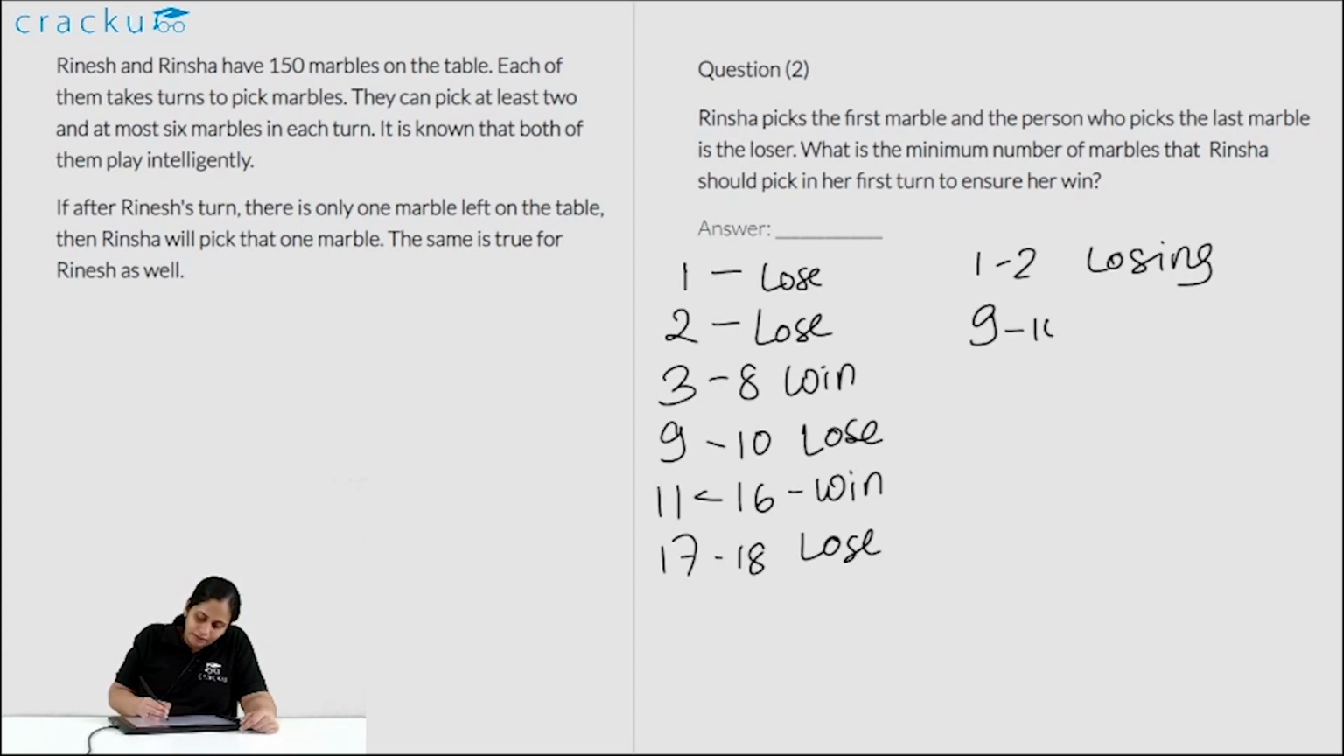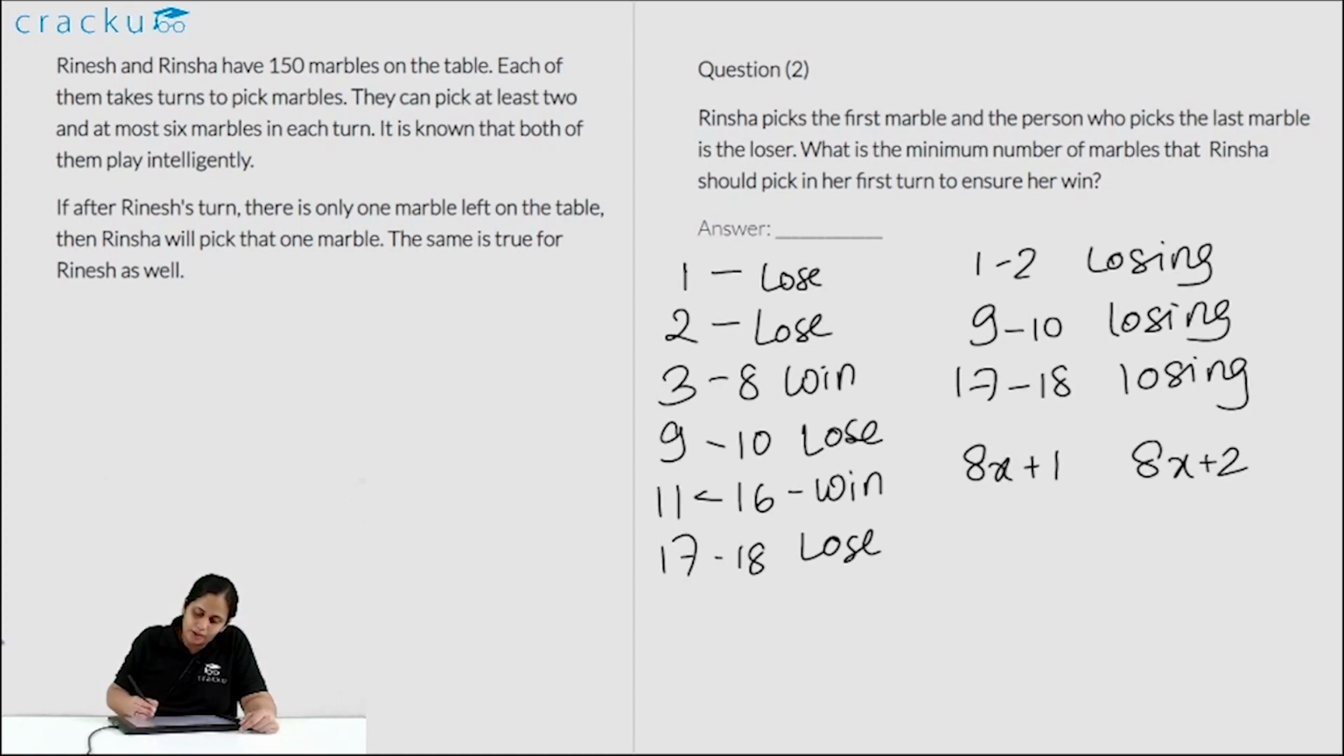9, 10 is a losing position. 17, 18 is a losing position. So what is exactly the format? This is 8x plus 1 and 8x plus 2. So 8x plus 1 on the board or 8x plus 2 on the board, where essentially x can go from 0 to any n number, is definitely a losing position.